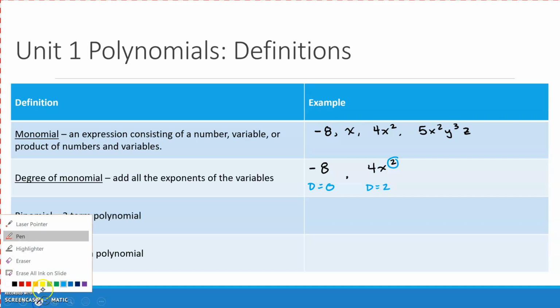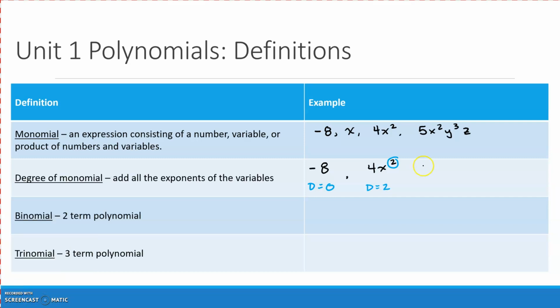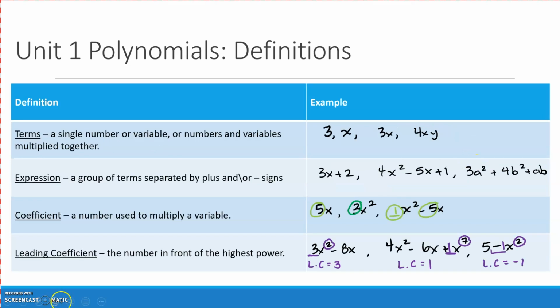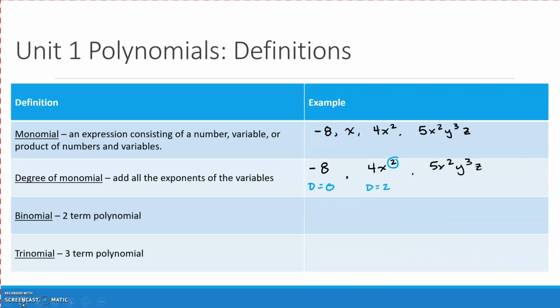If you look at the example we have above, 4x squared y cubed z, then the degree of this monomial is 2 plus 3. Now this doesn't have an exponent, but since you don't see it, you assume this is 1. So that means you have 2 plus 3 plus 1, which is 6.